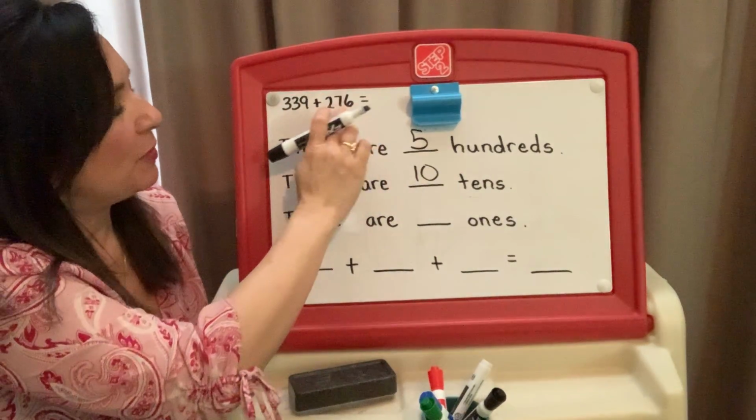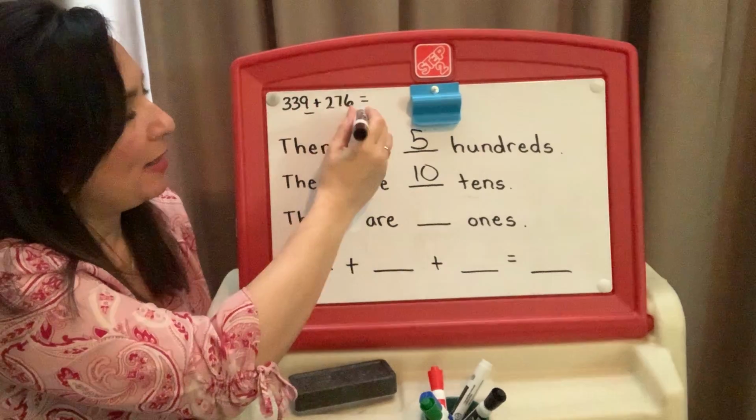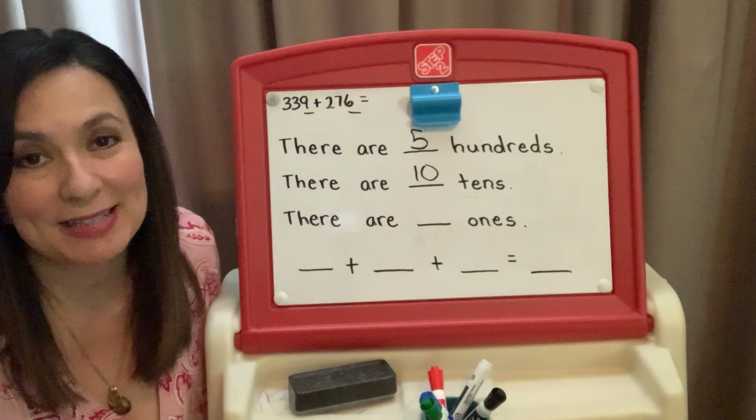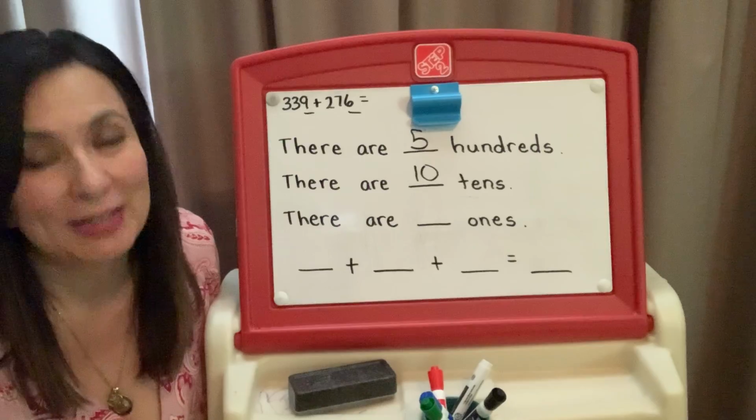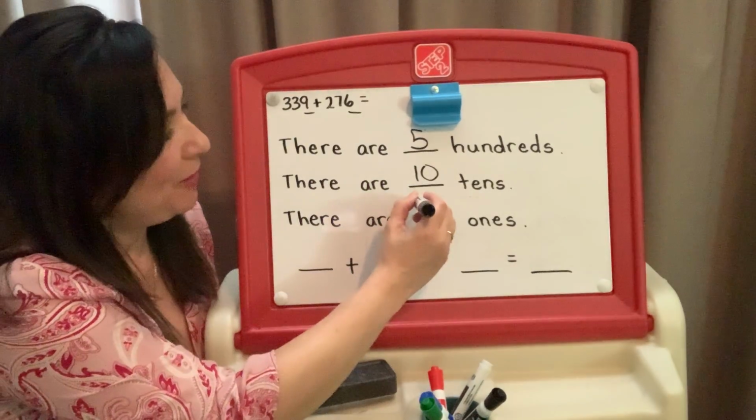And now let's go over to the ones. I see a 9 and a 6. 9 add 6 equals what? 15. So there are 15 ones.